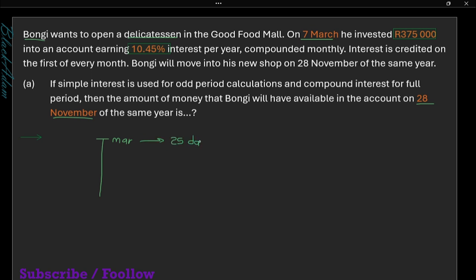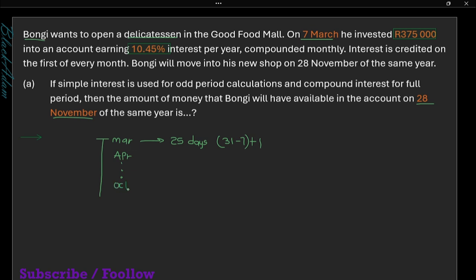March has 31 days, so it's 25 days. How do we get that? That's 31 minus 7, plus 1. So that'll give us 25. So it's last day minus first day, then plus 1.